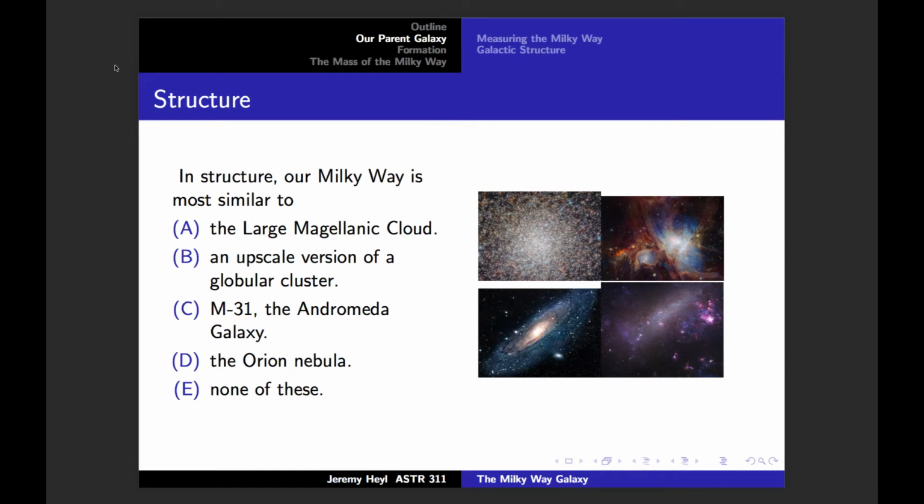So what does it look like? Anyone want to argue for me which one they like of these possibilities? Does anyone know the answer? C. Does anyone want to tell me a common sense reason why it's C rather than, let's say, B? There are galaxies that look like B, and we'll learn more about that a bit later, an upscale version of a globular cluster. What would the sky look like if we lived in B?